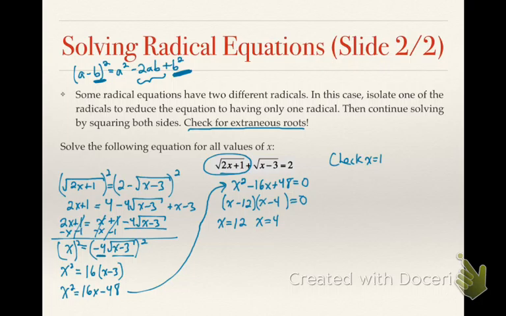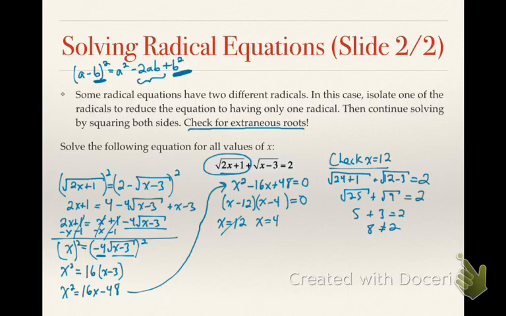Check x equals 12. Now in this case we have a lot going on underneath the radical, so it's okay to multiply the 12 by 2 to give you a 24 plus 1. Okay. Remember, you're checking the original equation. Plus radical 12 minus 3, is that equal to 2? So radical 25 plus radical 9, 5 plus 3, obviously that's not equal to 2. Okay, so that means that 12 can be eliminated. Okay, but it doesn't mean that 4 is going to be a solution.